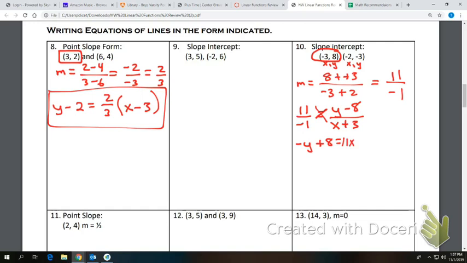11x plus 33, right? Now we're solving for y. Hayden, what do I do? Subtract 8 from 33. So don't forget that negative y equals 11x. What's 33 minus 8? 25. Positive 25. I'm not done yet.